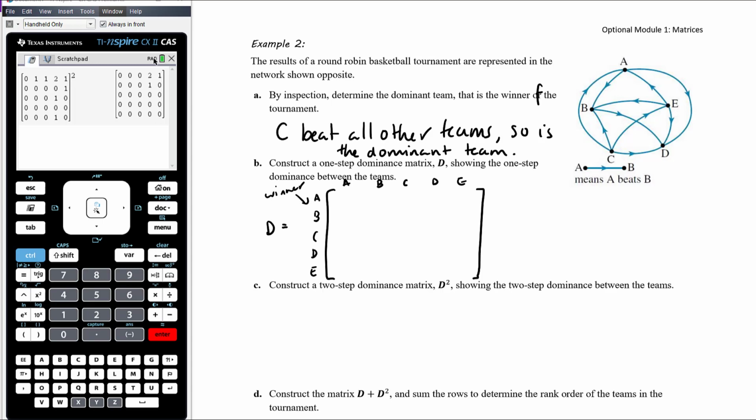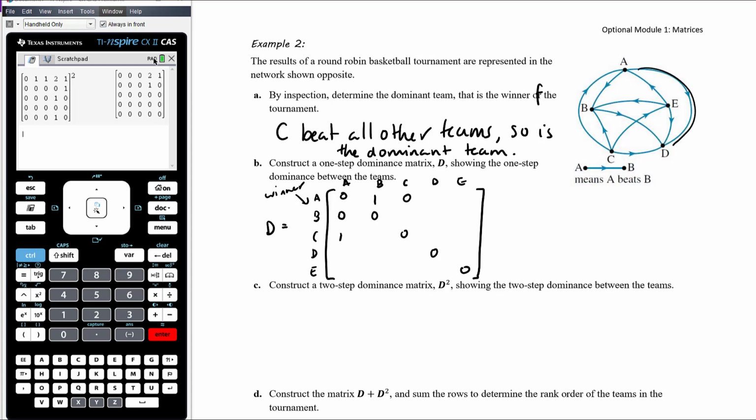Okay, so A doesn't play A, so there's going to be zeros on the leading diagonal. B doesn't play B, C doesn't play C, D doesn't play D, and E doesn't play E. Okay, did A beat B? Yes. That means that B didn't beat A. Okay, did A beat C? No. But that means therefore that C beat A. So I would work this way so that for every decision you're making, you should be able to put two numbers in. So did A beat D?